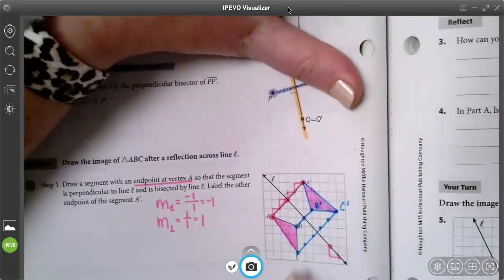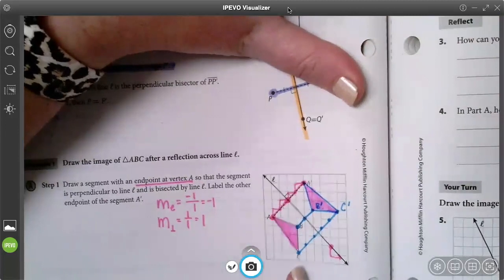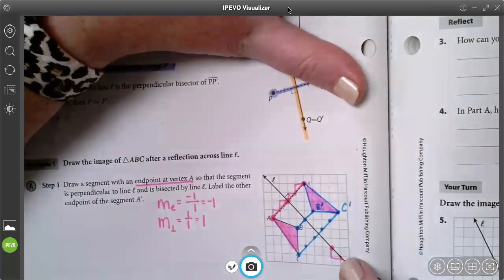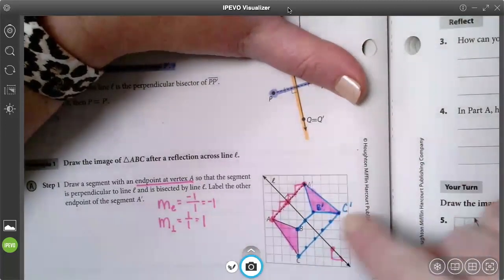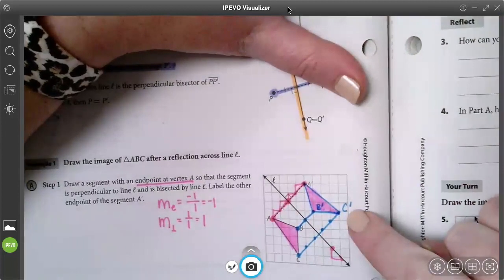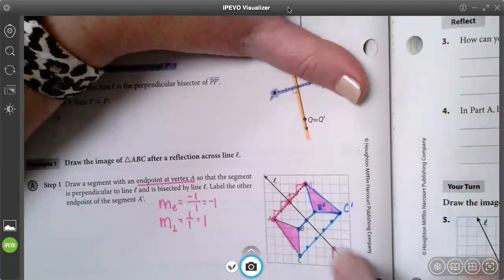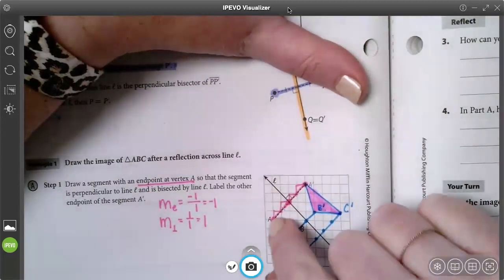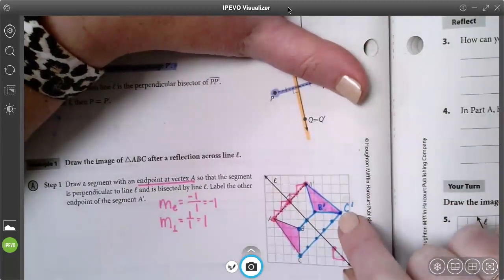So we have taken triangle ABC, we have reflected it across line L into triangle A prime, B prime, C prime. And the way we did that was by making perpendicular bisectors, or making L a perpendicular bisector. And we just made all of these lines that were bisected by L.